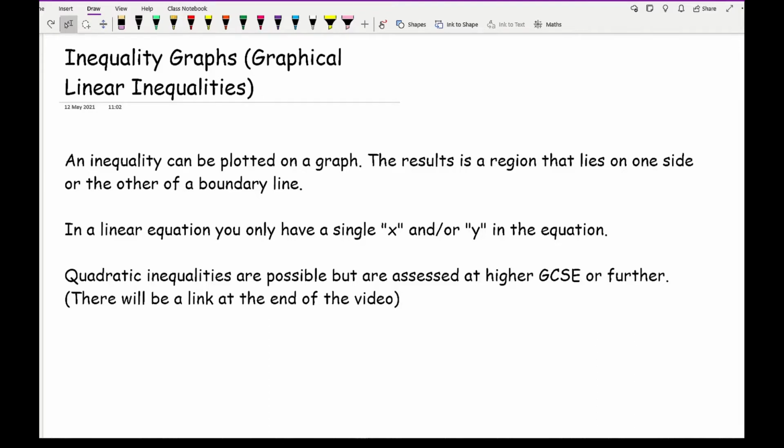Now in a linear equation you only have a single x and or a single y in the equation. Now it is possible for you to solve quadratic inequalities, but again I'll include a link at the end of the video for you to extend that. But again, that's really covered in higher GCSE or further maths or at A level.